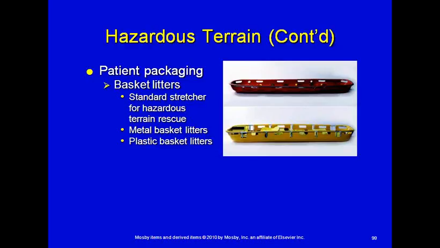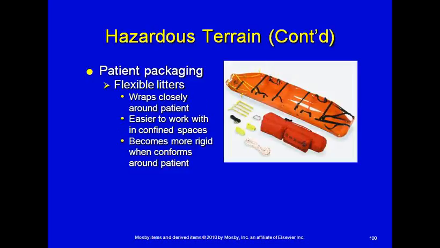Again, Stokes baskets are probably the more common basket that they will use for hazardous terrain rescue. There are metal baskets, there are plastic baskets. We see these used sometimes for water rescue as well. Float a board with a patient on it inside this, attached to a jet ski, and pull the patient to safety. You can have flexible litters that wrap closely around the patient. They're a little easier to work with in confined spaces, and they become more rigid when you conform them around the patient.